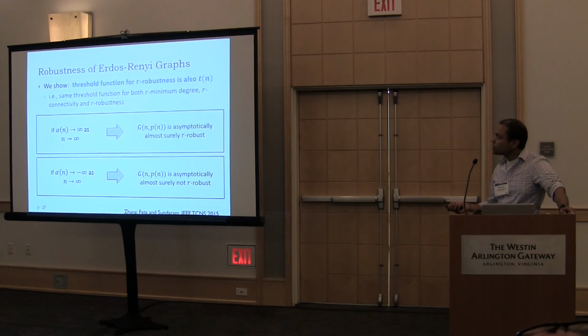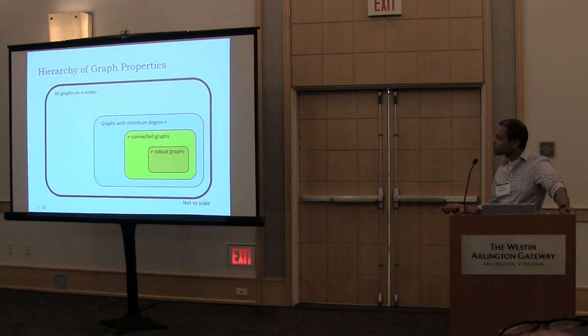What's really cool is that that same threshold holds for R robustness. So essentially, if alpha_n goes to infinity, no matter how slowly, at the same time you get R minimum degree and R connectivity, you also get R robustness. So essentially, all three of these sets coincide in a probabilistic sense in Erdős–Rényi graphs. So when you get this much weaker property, you get this much stronger property.